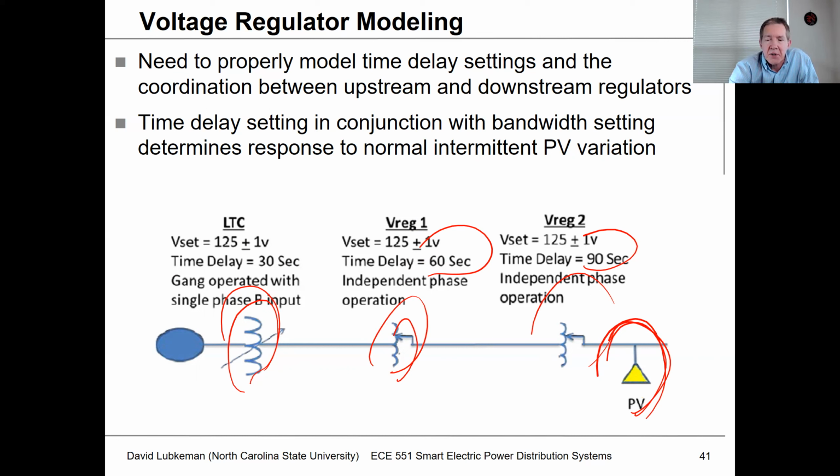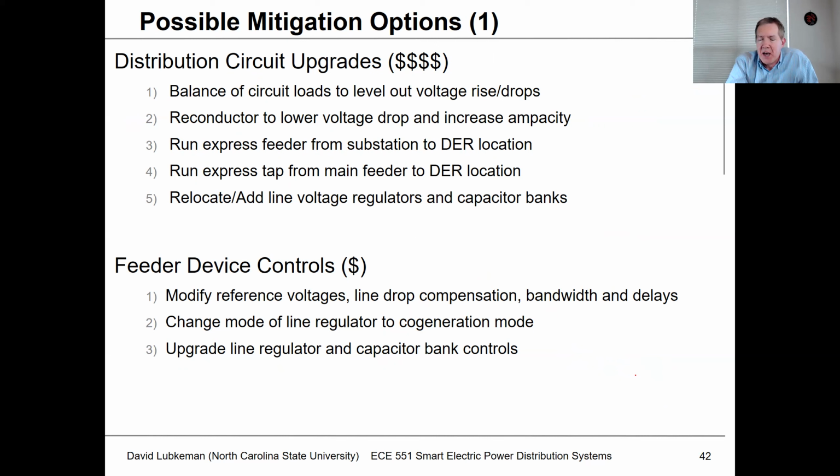So as far as mitigation options, what are some things we could do to fix problems? And again, if you have a perfectly working circuit and a developer wants to add DER to it, the DER operator owner is basically going to have to pick up the tab for these circuit upgrades. And so as part of the system impact study, what you can also suggest is what these upgrades could be and what the cost is going to be.